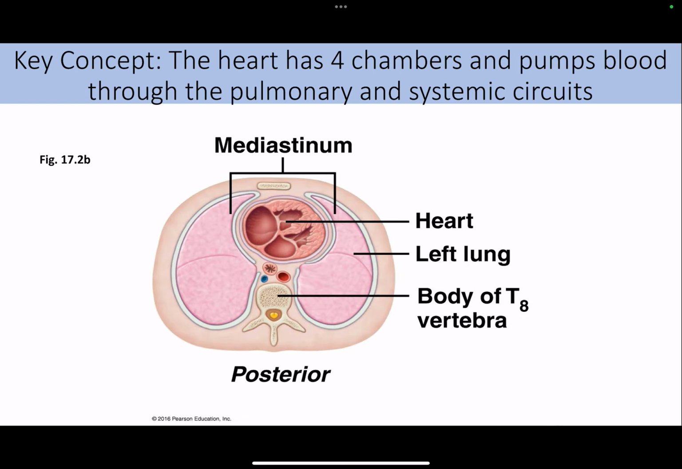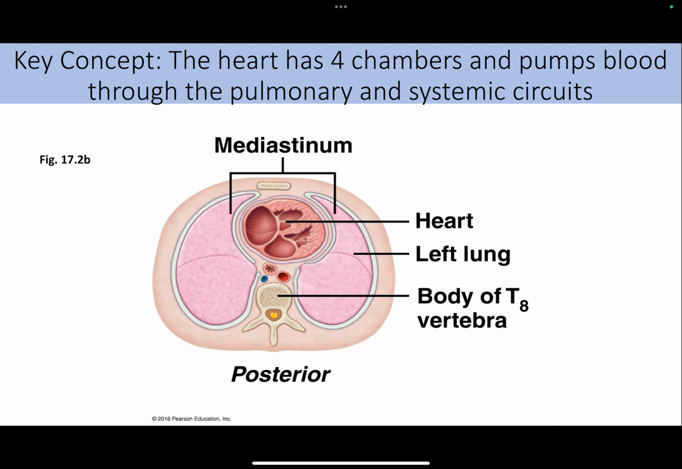Your heart sits inside of the mediastinum. So this is a specific cavity. You have your thoracic cavity, which is kind of the whole area, but your mediastinum is a subcavity inside there. It's between your sternum and your vertebrae on the front and back sides, or anterior and posterior sides, and then it's in between your lungs.